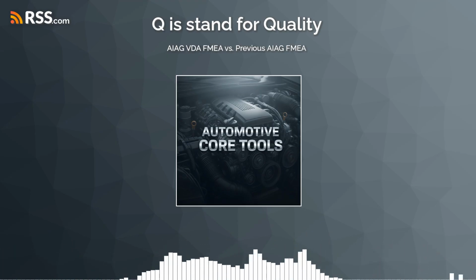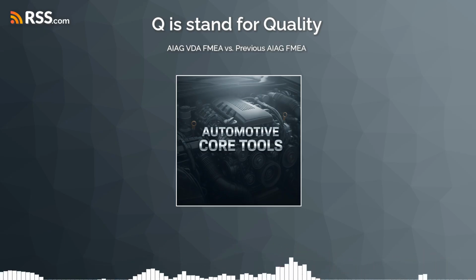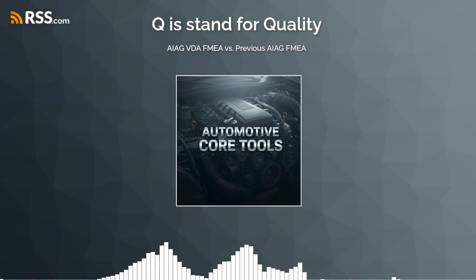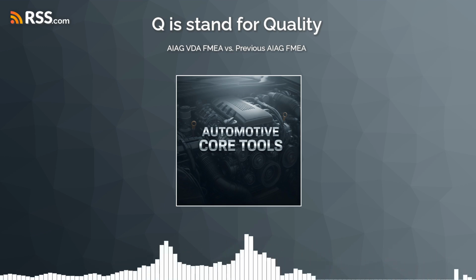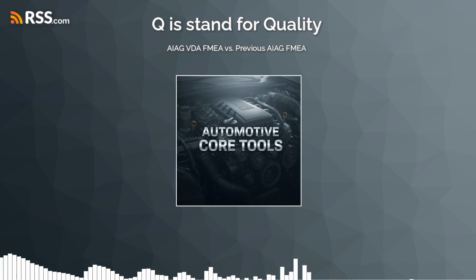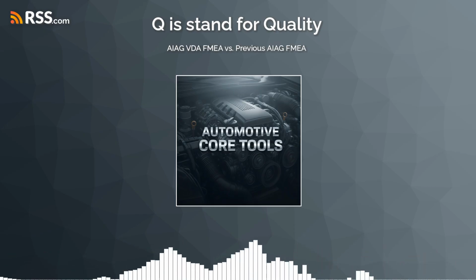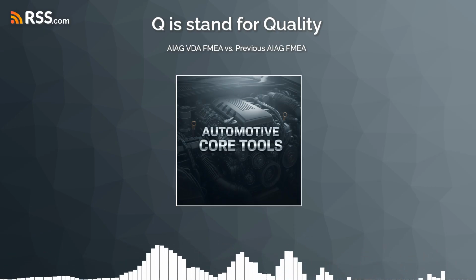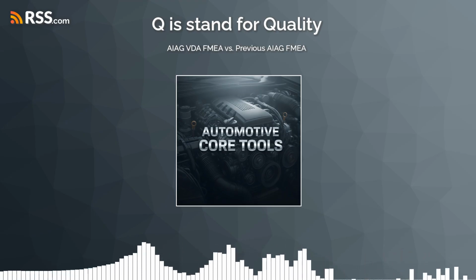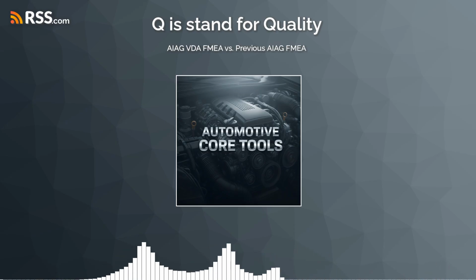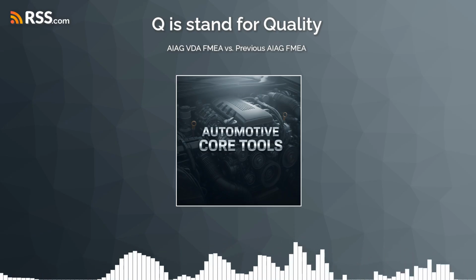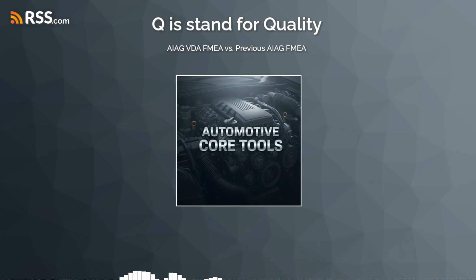PFMEA is about how the thing is made, the manufacturing and assembly processes. What could go wrong because of how we build it? Is the machine set up correctly? Is the operator trained? Is the inspection method reliable? The making of it. Exactly. And you absolutely need both, because potential failures can originate from either the design choices or the manufacturing execution. Using both DFMEA and PFMEA gives you that crucial, holistic view of risks across the entire product lifecycle, from the drawing board right to the factory floor.